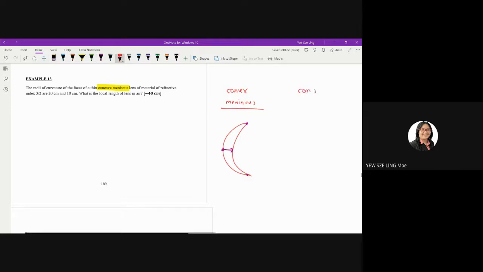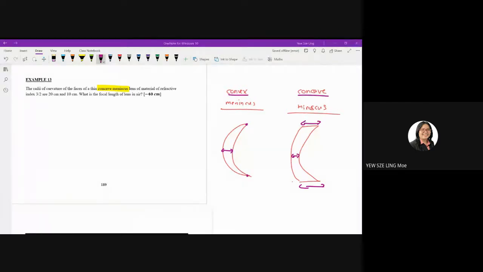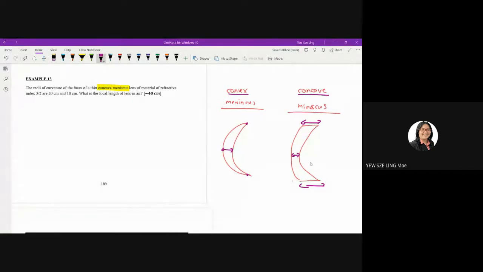But if you're looking at a concave meniscus, then both ends are going to be thicker than the center. Let me draw it. So as you can see, here is thicker compared to the center. The center is thinner when it comes to concave. So that is the main difference between concave and convex. You look at the length. You compare the length at both edges and the center.